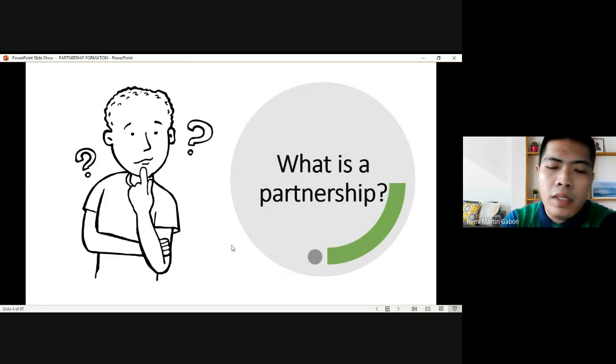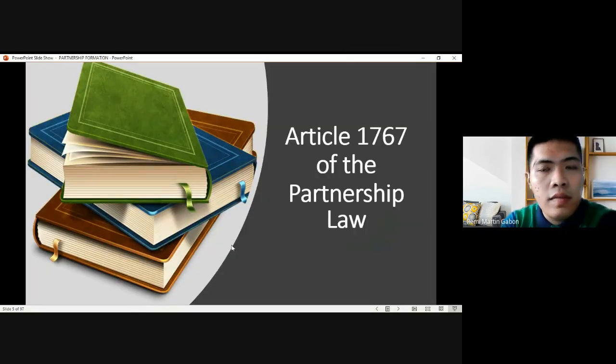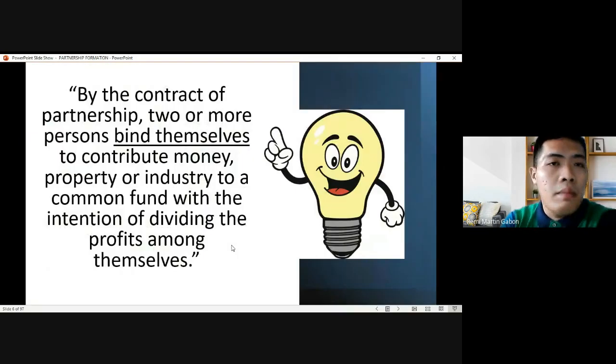So what is partnership? Partnership, based on Article 1767 of the Partnership Law, by the contract of partnership, two or more persons bind themselves to contribute money, property, or industry to a common fund with the intention of dividing the profits among themselves. So take note of that definition.